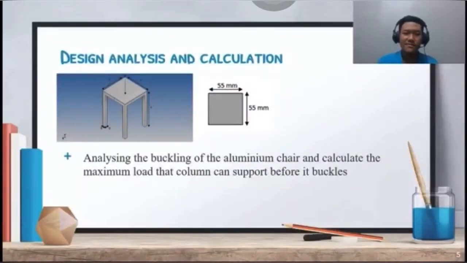This is our design analysis and calculation. We are calculating the aluminium chair, analyzing its buckling and calculating the maximum load that the column can support before it buckles. Here is the aluminium chair, labeled here, and this is the cross section of the column.